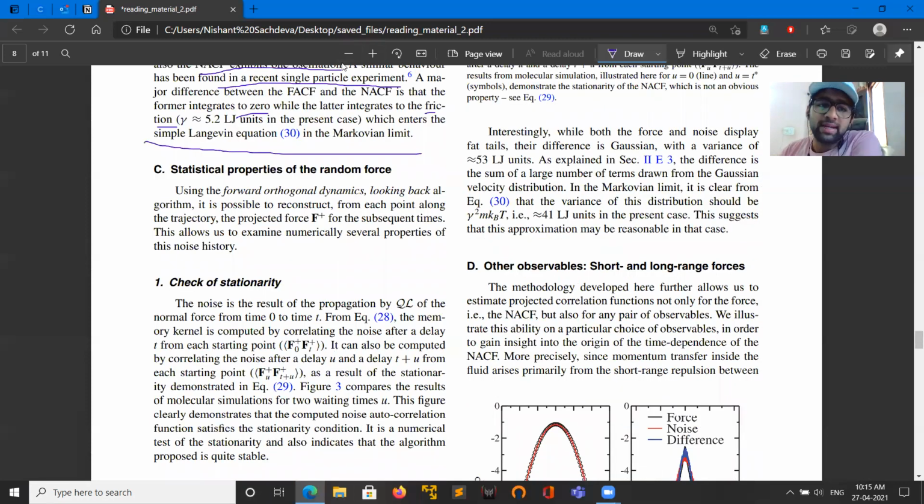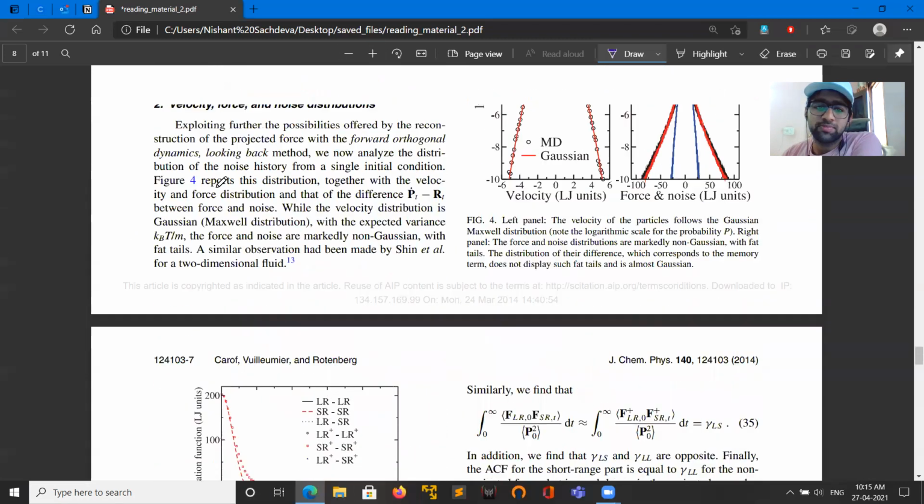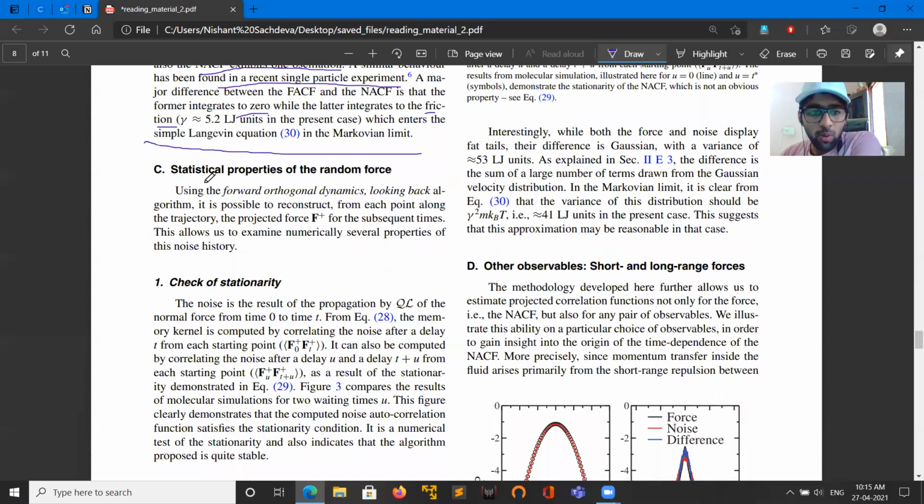Now we move on to the statistical properties of the random force. Using the forward orthogonal dynamics looking back algorithm, it is possible to reconstruct from each point along the trajectory the projected force F plus for the subsequent times. This allows us to examine numerically several properties of the noise history.